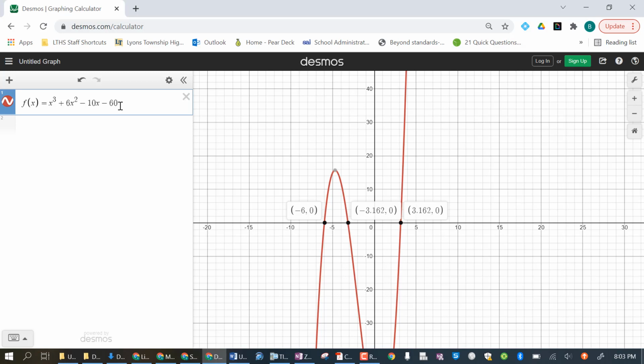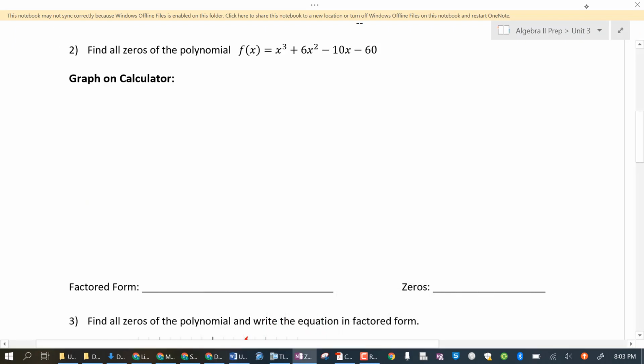So I'm going to go back actually, and I'm going to sketch my graph here. So I went up, down. Let's try that again. Because I have 2 on the negative side and 1 on the positive side. So up, down, up, -6. This was -3.162. This was 3.162. So in this case, the only real 0 I have is -6.